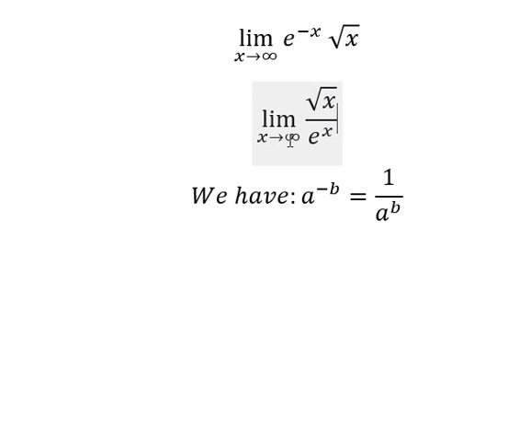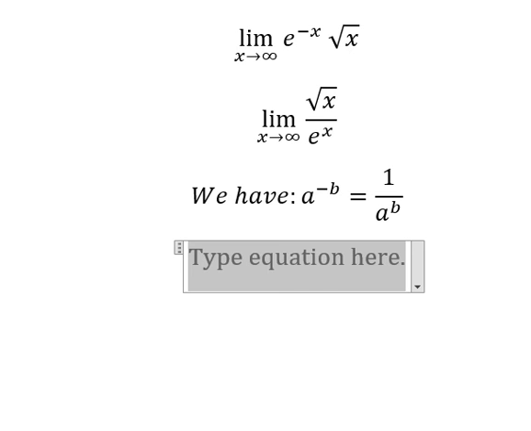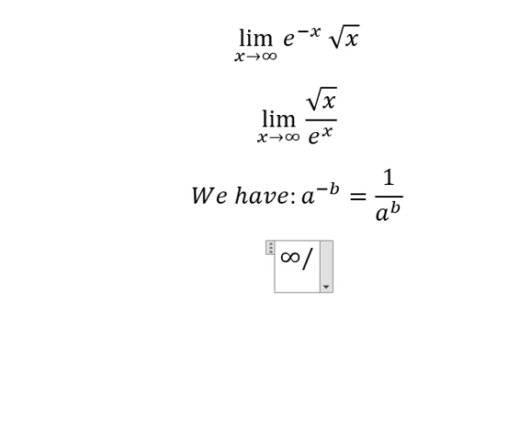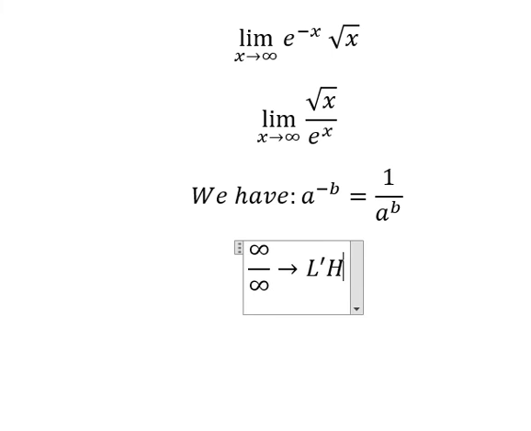When s approaches positive infinity, this one will go to positive infinity. This one will go to positive infinity. So we have positive infinity over positive infinity. So we can use L'Hospital's rule.